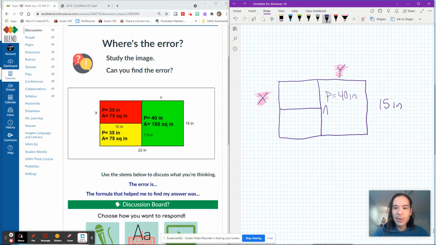So let's check our units. It looks like we're using inches. So let's also make sure that everything is in inches. It does look like everything on this activity is in inches. So our error is not that they used the wrong unit of measure. If they had one part in miles or centimeters, we would know that we have a problem.